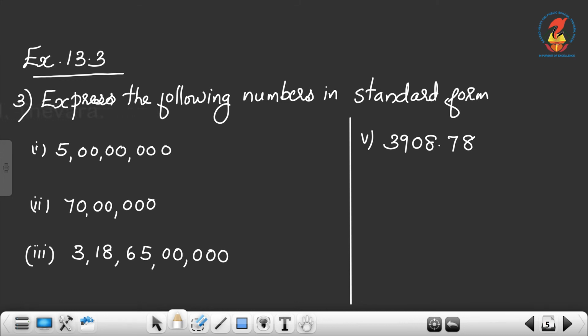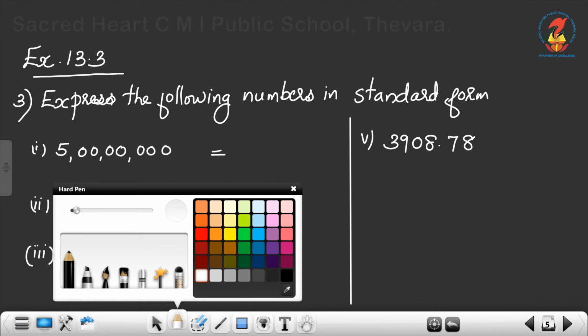Now, we can do some questions from the exercise. Exercise 13.3, question number 3. Express the following numbers in the standard form. We have to write it in the standard form. So, a number is given. So, what you have to assume? The decimal point is at the right end.